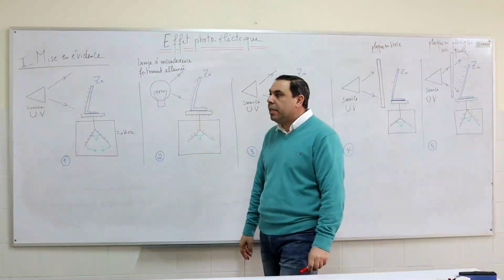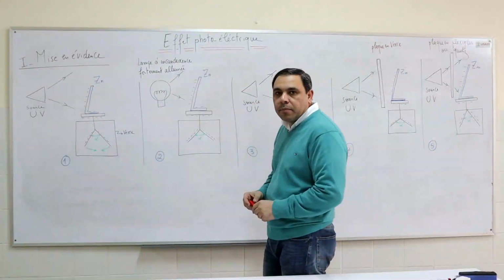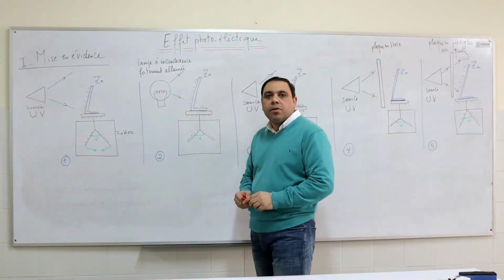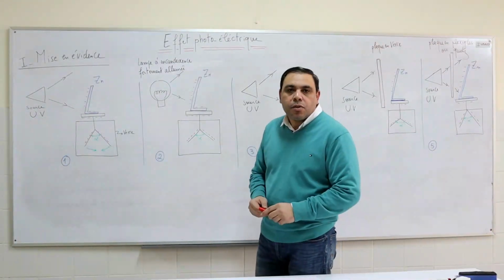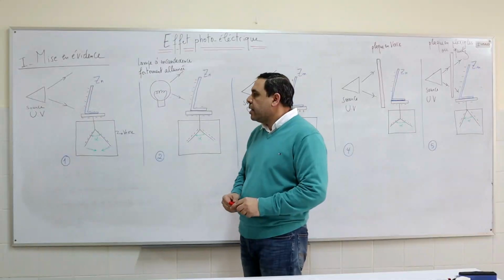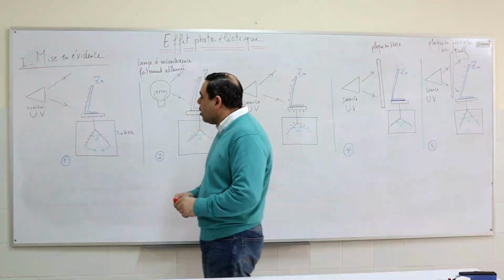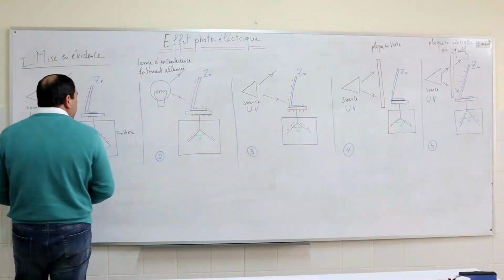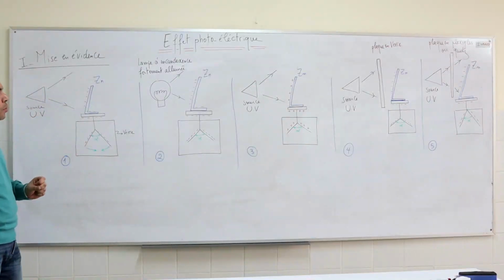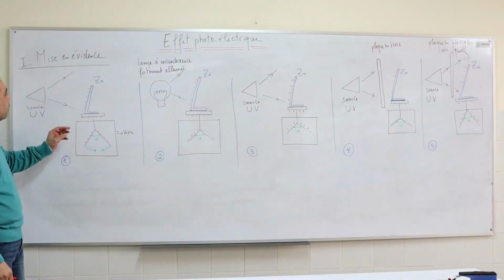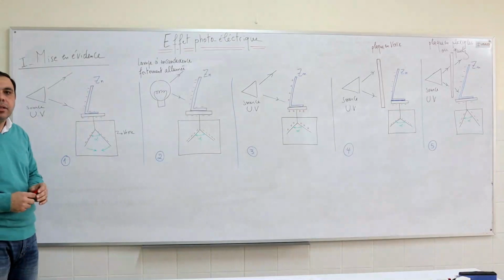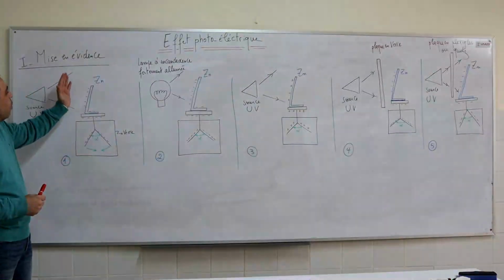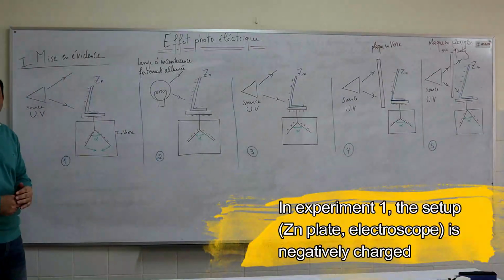We're going to explain a new chapter, which is the photoelectric effect. To show evidence of this phenomenon, we perform the following experiments. In the first experiment, we bring an electroscope and place a zinc plate on it. The setup is negatively charged, so the leaves are separated by a certain angle alpha.